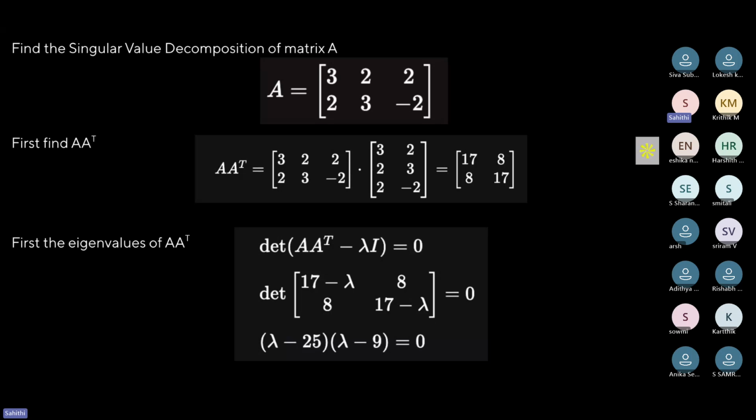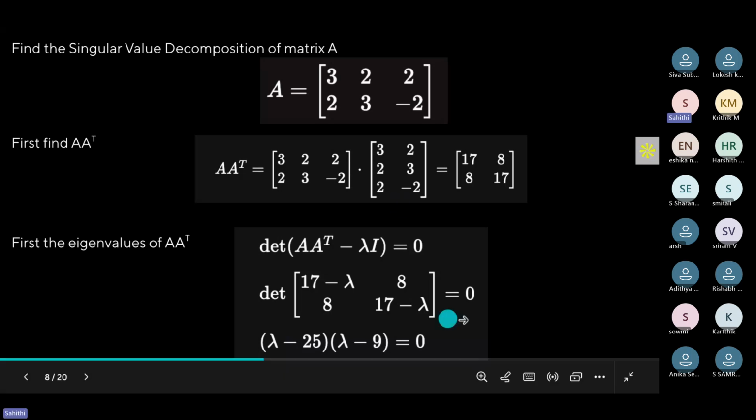Now how do we find eigenvalues? We find the determinant of that matrix minus lambda I, and set it equal to 0. Whatever lambda we get from here would be the eigenvalue of A A transpose, and using this eigenvalue, we can find what the eigenvectors are. So using this, we get the eigenvalues to be 25 and 9.